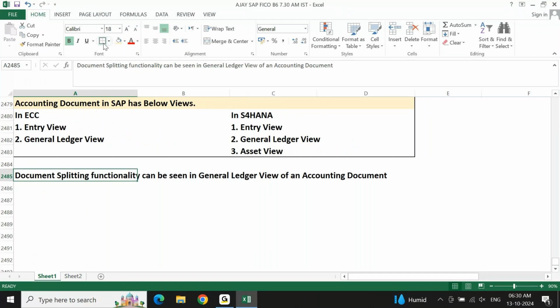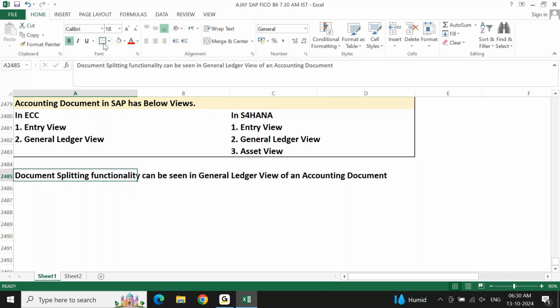Because in ECC we have new GL, in S/4HANA it is completely new GL only. In ECC system, we will be having two options. Option number one, to use classic GL. Option number two, to use a new GL. In S/4HANA system, there is no such option. By default, S/4HANA system works on new GL concept only.